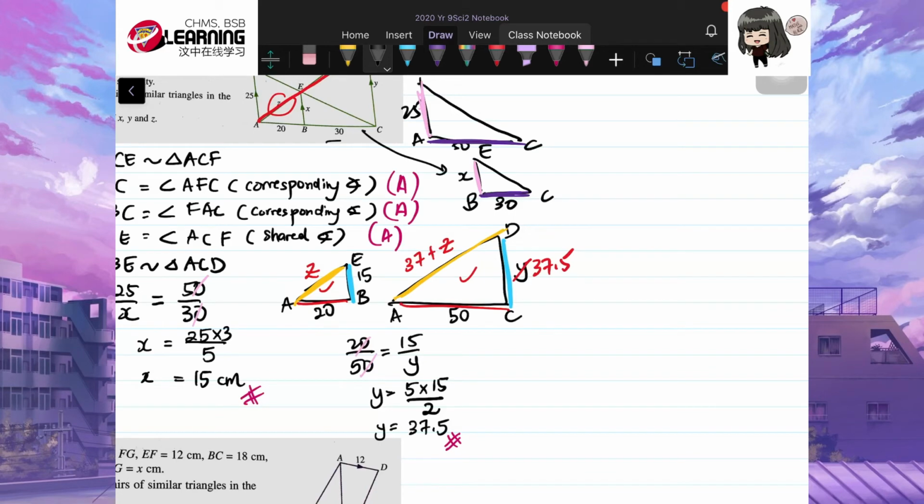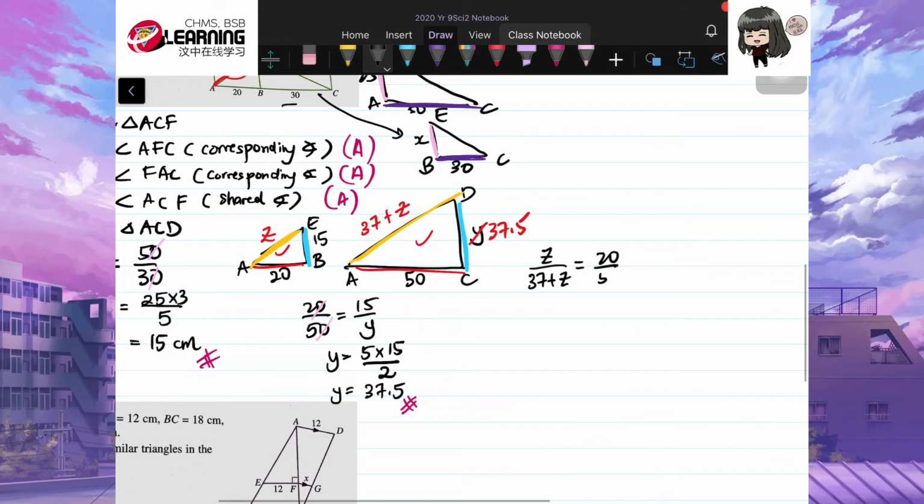The yellow one is z over AD, which is 37 plus z, and it equals 20 over 50, the red one. You can use the blue one also, but I don't like the blue one because it has decimal places, 37.5 here. Now we do the algebra to find z. We simplify first, it's 2 over 5, and then we cross multiply. So here is 2 times (37 plus z), and it equals 5 times z. This one on one side, and this one on the other side.